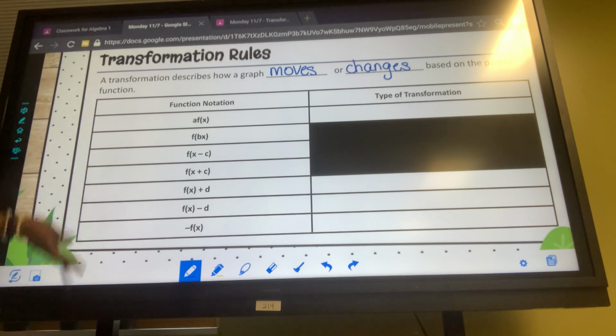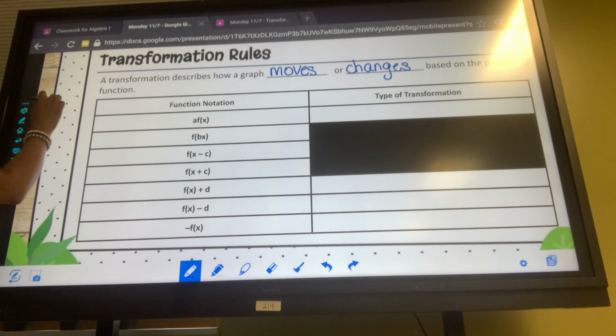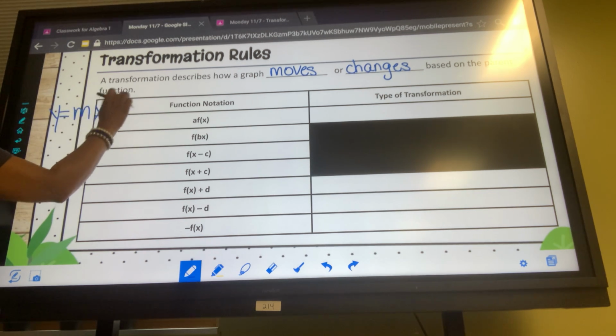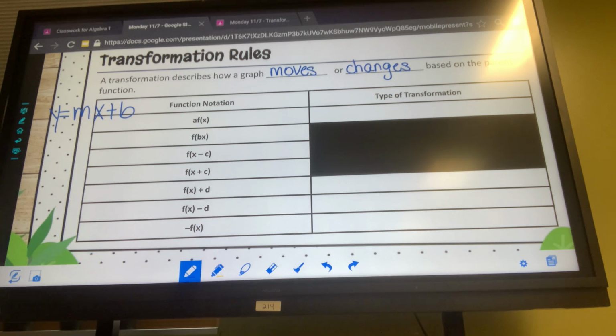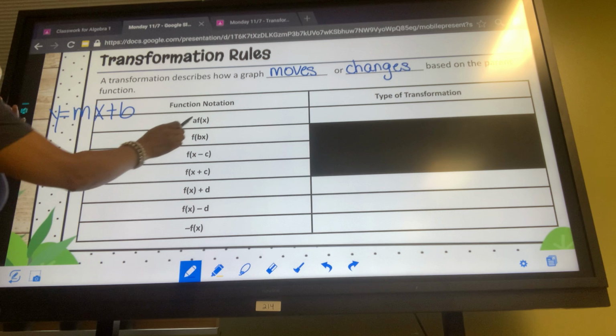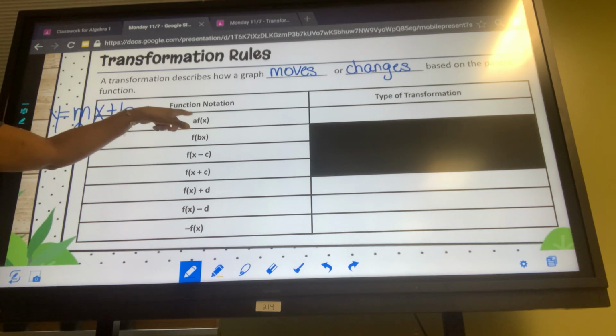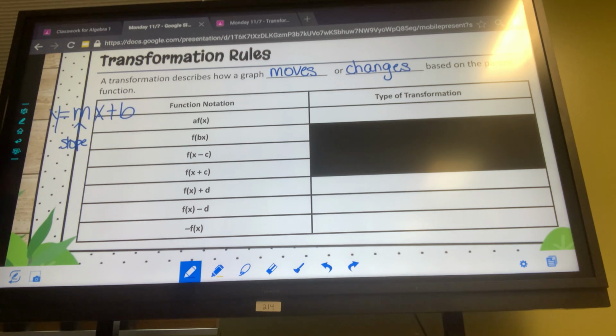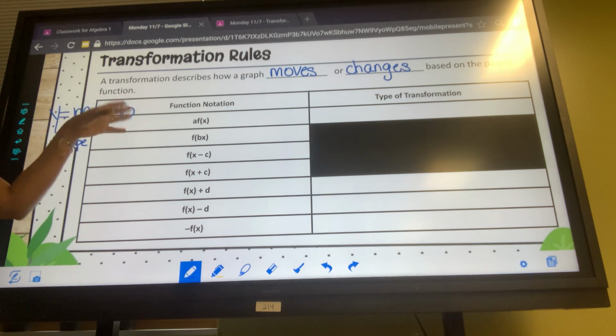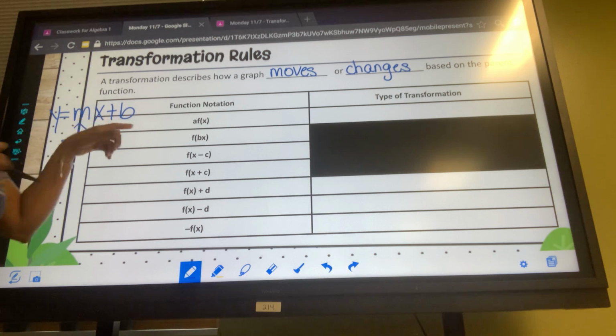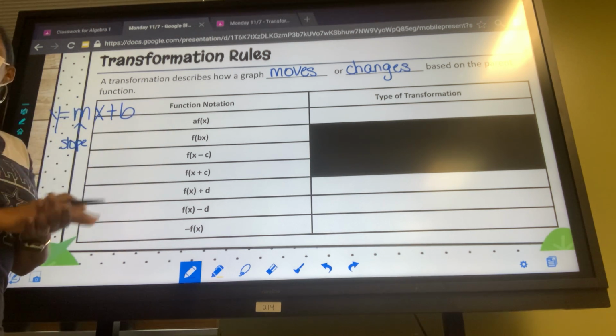Think of these in terms of our slope-intercept form, y equals mx plus b. Remember, f of x is just another way of saying y. Whatever is being multiplied by your x is what? The slope. So this A refers to whatever number goes there. The number in front of your x tells how steep your slope is going to be. Just know that it's going to affect the steepness of your line.